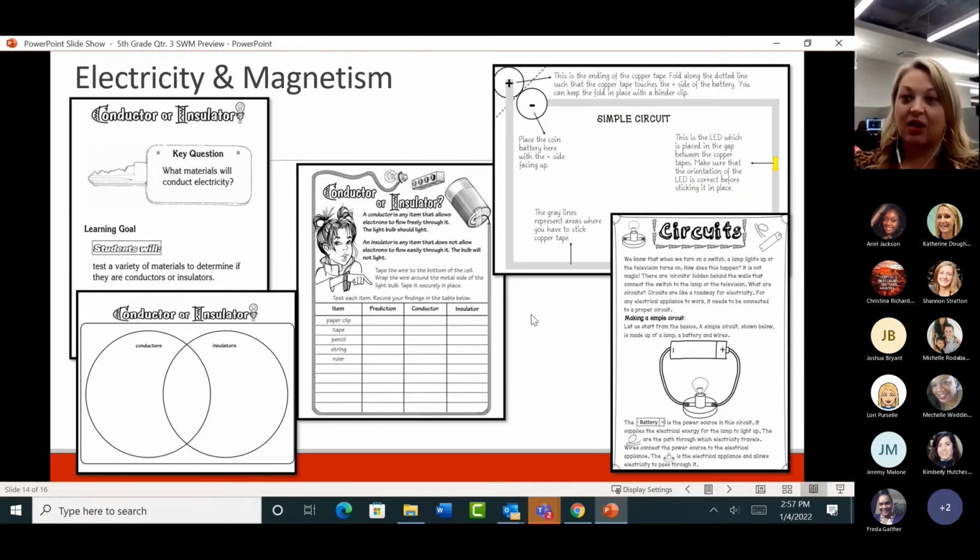Let's see. Love circuits. So if you don't want to do a paper circuit, you could absolutely use anything that you have: alligator clips, light bulbs, batteries, paper clips.